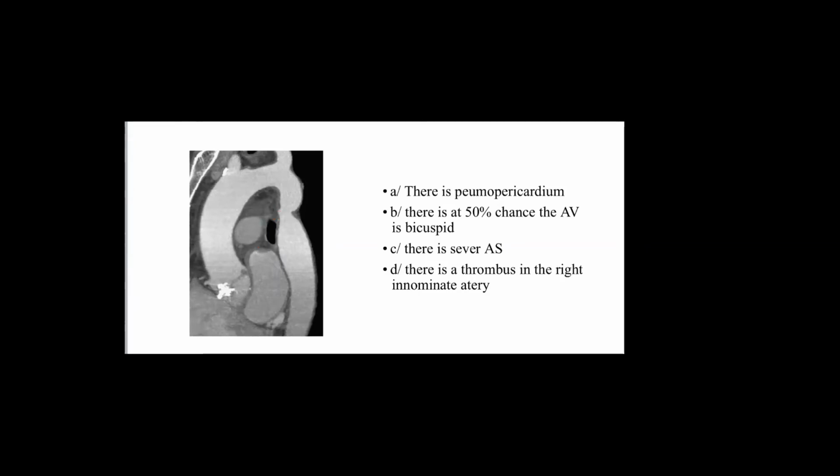There is a 50% chance there is bicuspid aortic valve. There is severe aortic stenosis. There is a thrombus in the right innominate artery. This one. There is calcification, but no thrombus. So which answer is right here? B, 50%. Exactly. Yeah, because this is coarctation of the aorta, as you see here. That's coarctation. It is clear coarctation.